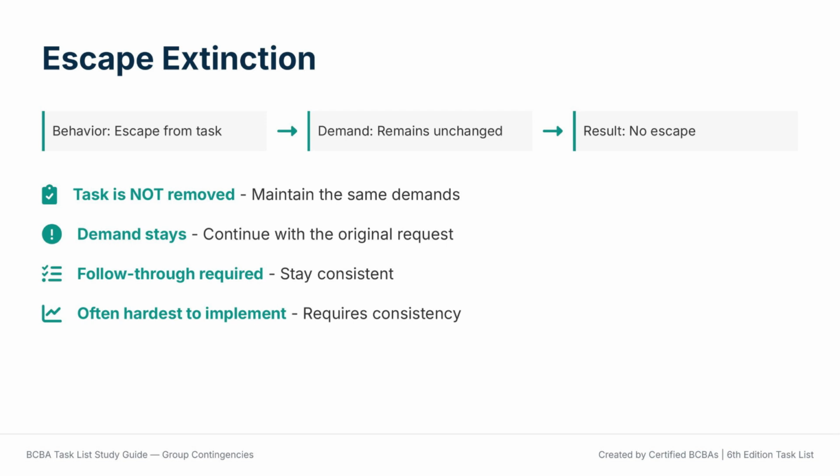Escape extinction is used when behavior is maintained by negative reinforcement, specifically escape from demands. In this procedure, the demand is not removed following problem behavior. Instead, the demand remains in place, and the individual is required to follow through. In other words, the behavior no longer results in escape. This is often one of the most challenging extinction procedures to implement because it requires consistent follow-through.